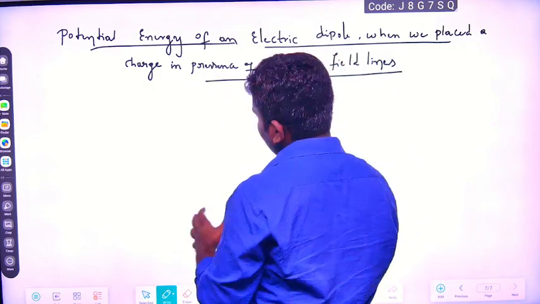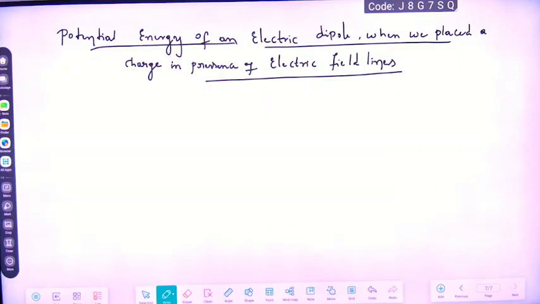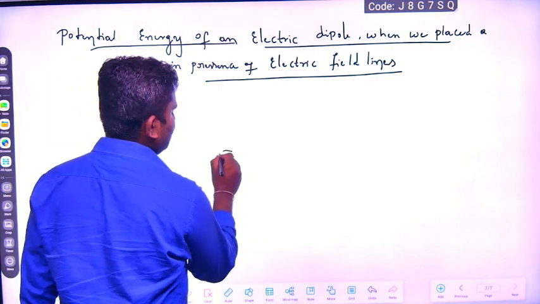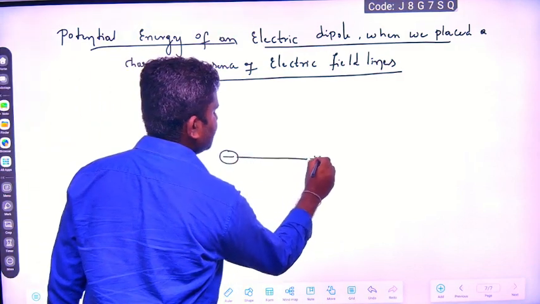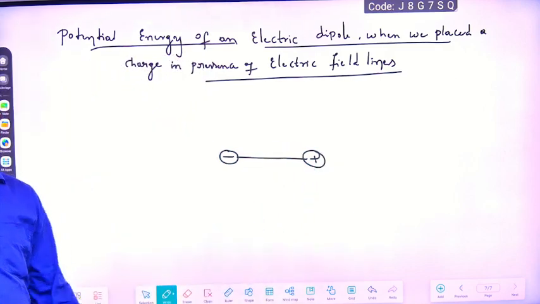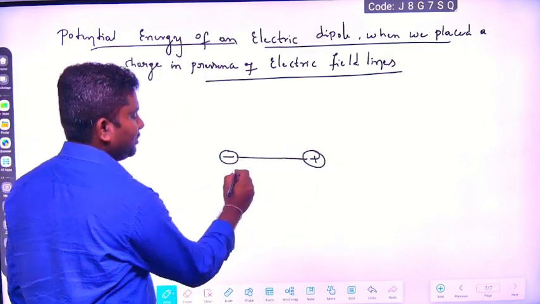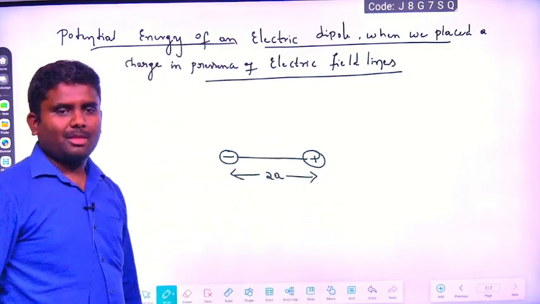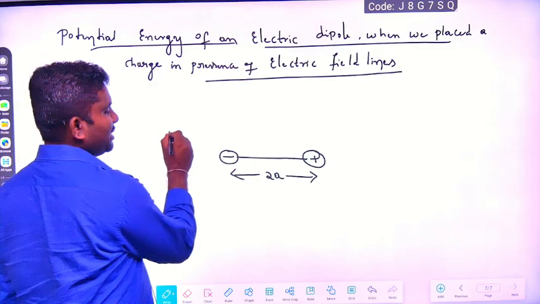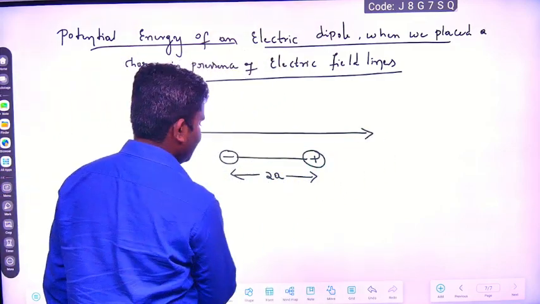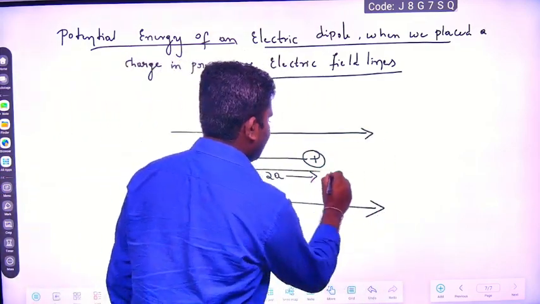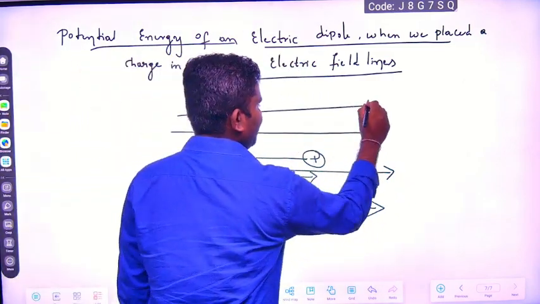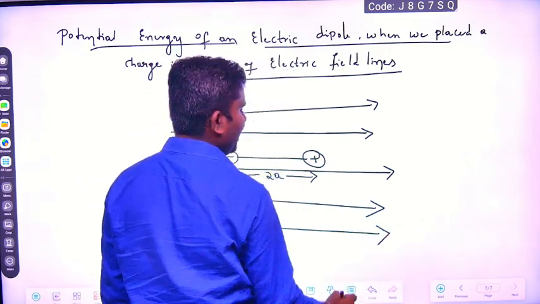This is a random discussion I will do. Just see. Now you take a dipole. I will take a dipole which has a negative charge and a positive charge. They are equal and opposite charges separated by a distance 2a. Correct, right? This dipole I will place in presence of electric field lines. Electric field lines are going in which direction? Left to right.